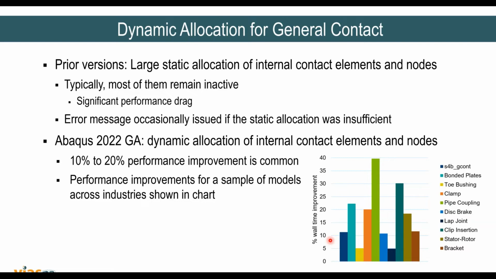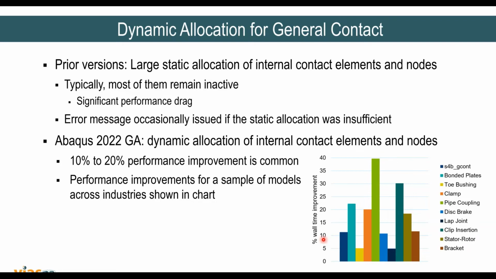Typically, most of this static allocation remains inactive, and that gives you a penalty in terms of performance. So performance is affected, and sometimes an error message was issued if the static allocation was not sufficient. So the idea here in 2022 is to remove this large static allocation at the beginning of the analysis and make it more dynamic, modified as and when contact patches come into the contact area, and that has made a 10 to 20% performance improvement.